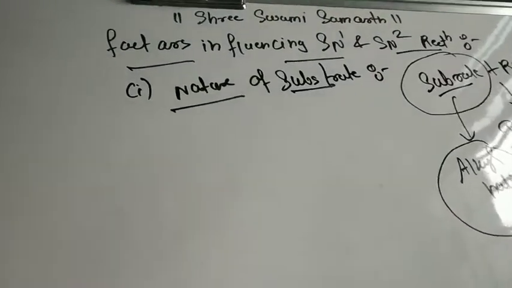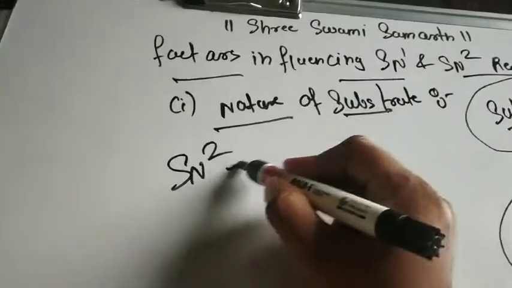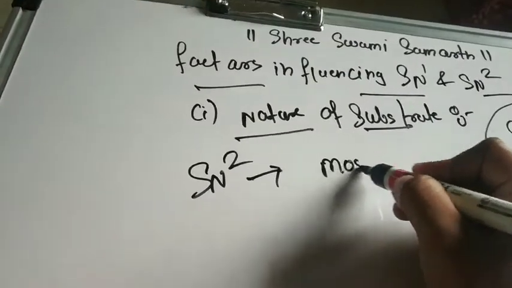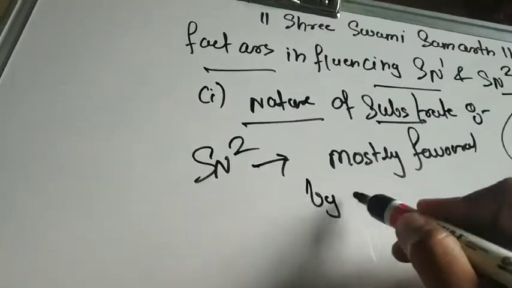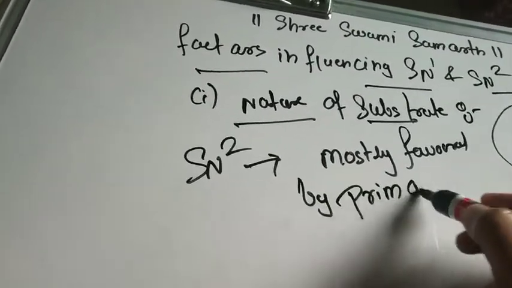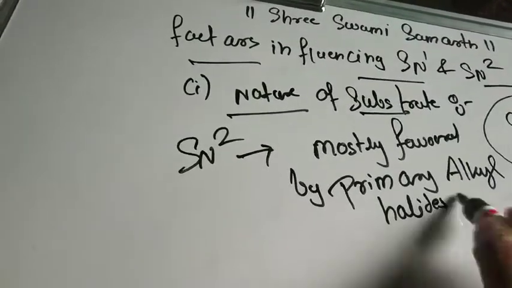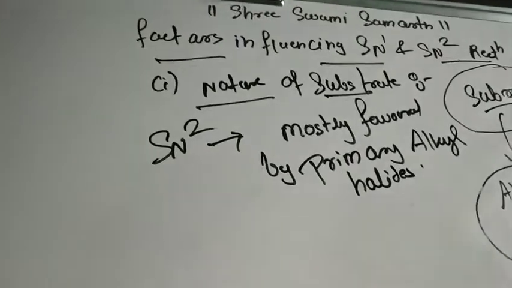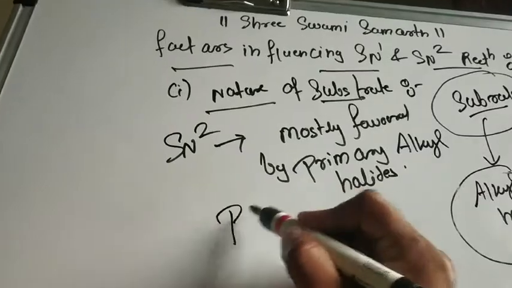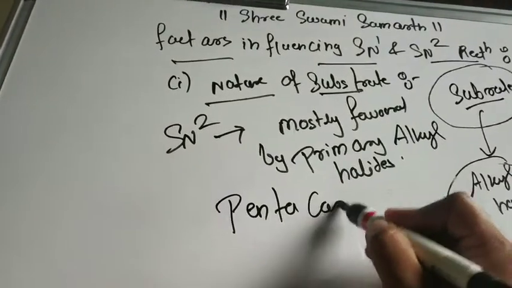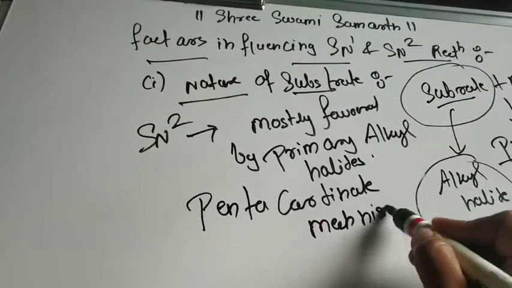Here when we take the example of the SN2 reaction, SN2 is mostly favored by primary alkyl halides, right? They are not favored by tertiary alkyl halides. You all need to remember this. Why does this happen? Because it shows the pentacoordinate mechanism, right? It shows the pentacoordinate mechanism.